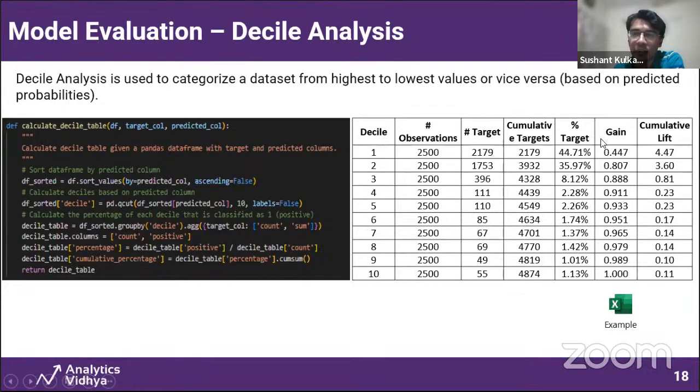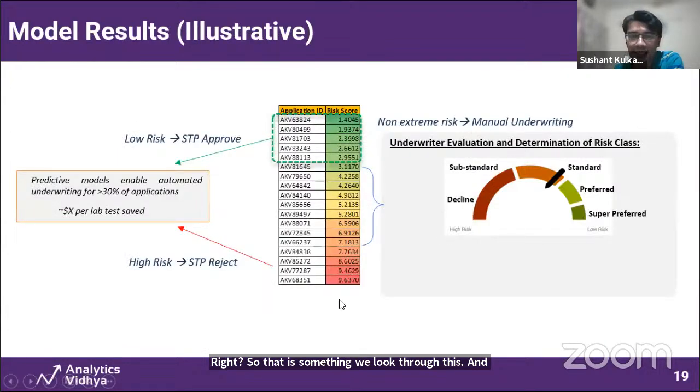That is something we look at in this decile chart, and this is typically how we rate it. And then, once you accept, there are a lot of other ML applications we can go into. Once you accept, you probably want to put some risk slotting, right?